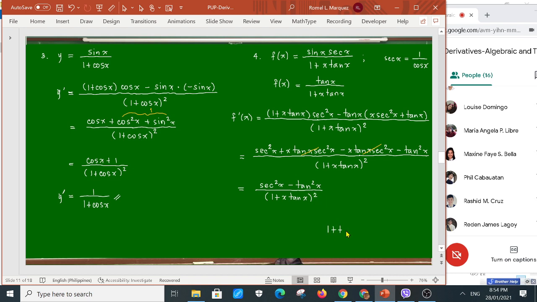Remember, 1 plus tangent squared theta is equal to what? Secant squared theta, children. If I solve for secant squared theta minus tangent squared theta, that is equal to what, guys? 1. This is equal to 1. Okay? 1 over, quantity is squared. It's a nice problem, no? Okay, guys? So, that is f prime of x.